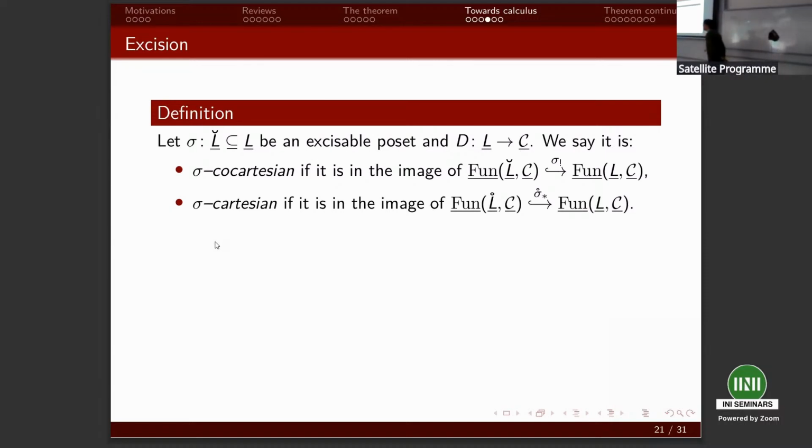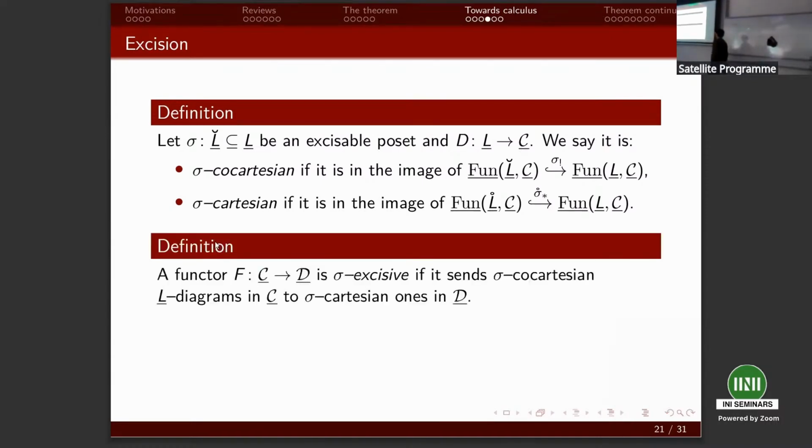Yes, so the sigma Cartesian doesn't... Right, exactly. Maybe it's not such good notation, but you want to remember that they always come in pairs. Sigma Cartesian doesn't depend on sigma; it just depends on L actually. So now you can define a functor to be sigma excisive if it takes sigma co-Cartesian things to sigma Cartesian things. So it's a very cheap definition you can make.